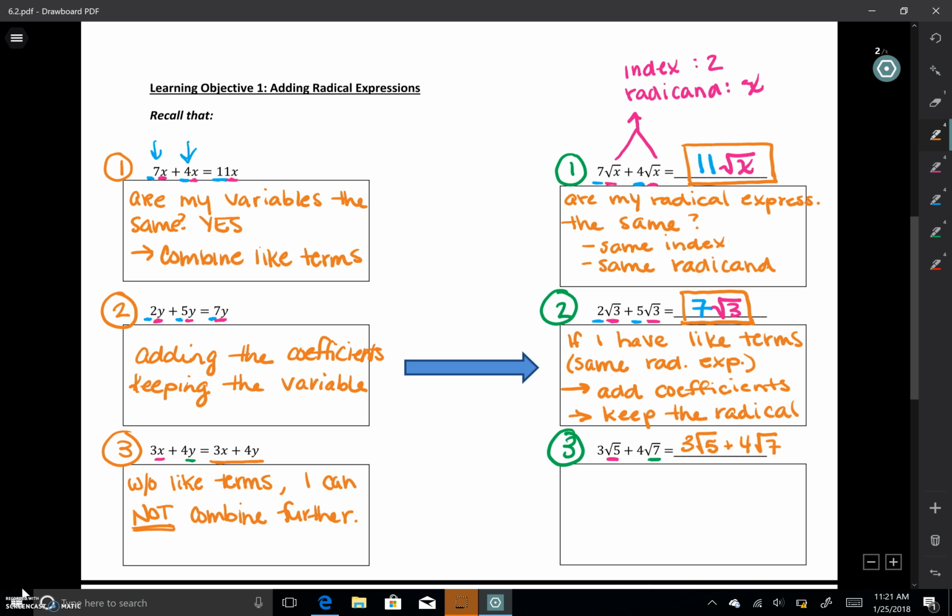And so example 3 on the right is very similar to example 3 on the left. So the big takeaway: if no like terms, meaning radicals are different, then you cannot simplify further.